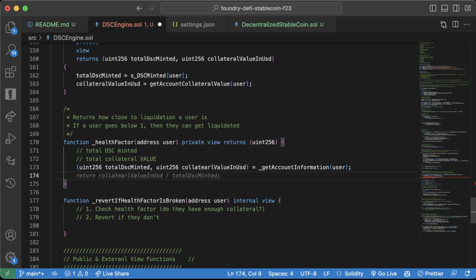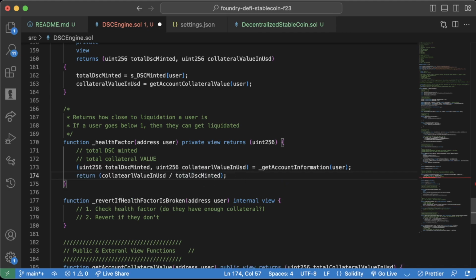What we can do is just get the ratio of these two. So we could say collateral value in USD divided by total USD minted. This is what we're going to return for a health factor, right? Well, not quite. Let's say we have 100 collateral divided by 100 DSC. This is 1-to-1. If we go down a penny, we're going to be under collateralized, and we don't want to go under collateralized. We always want to be over collateralized, because if this ever goes below 100, our system is bunked up.